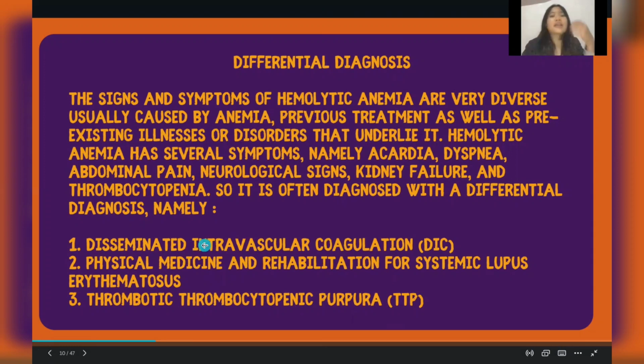Now I will explain about differential diagnosis. The signs and symptoms of hemolytic anemia are very different, usually caused by anemia. Hemolytic anemia has several symptoms, namely tachycardia, dyspnea, abdominal pain, neurological signs, kidney failure, and thrombocytopenia. So it is often diagnosed with a differential diagnosis, namely disseminated intravascular coagulation, systemic lupus erythematosus, and thrombotic thrombocytopenic purpura.